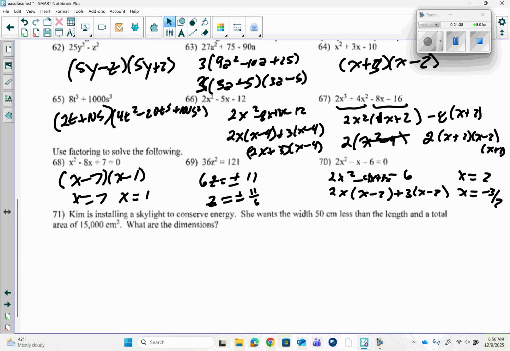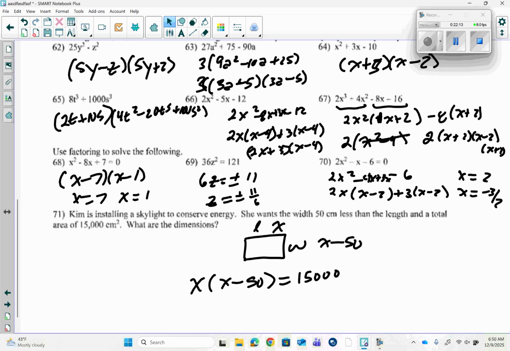This one, number 71, says Kim is installing a skylight to conserve energy. She wants the width 50 centimeters less than the length, with a total area of 15,000. What are the dimensions? So we have a rectangle, we have length, we have width. She wants the width 50 less than the length. So if the length is x, I want the width to be 50 less than that. So I'm going to get x times x minus 50 equals 15,000.